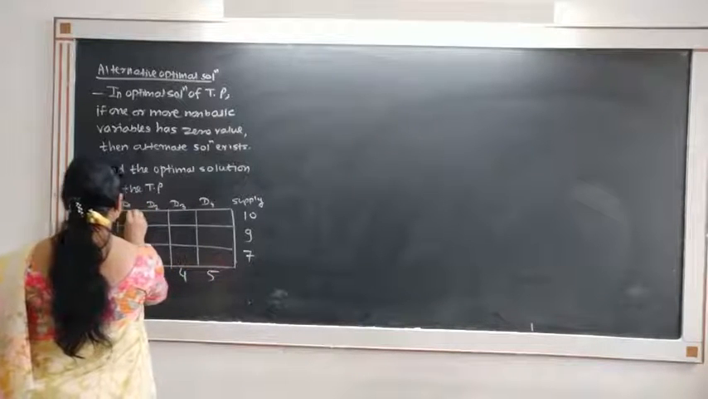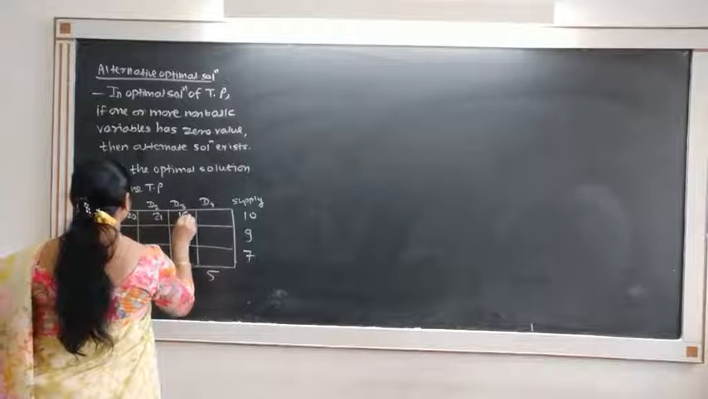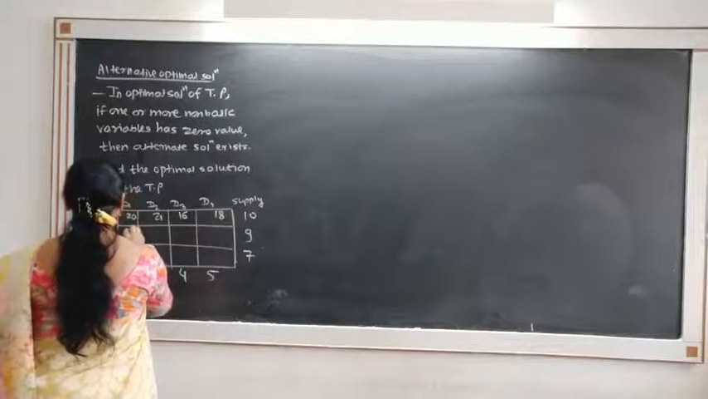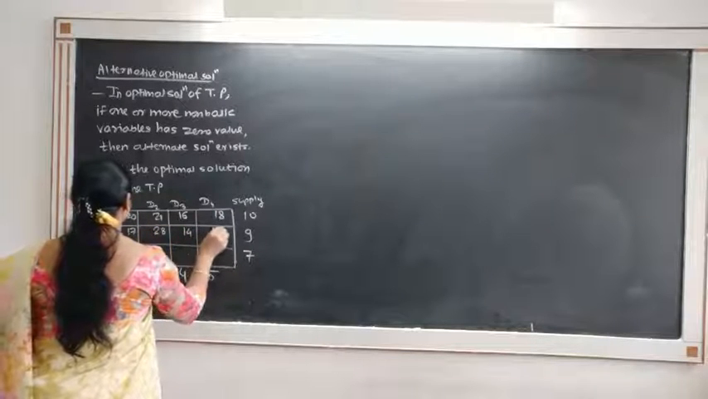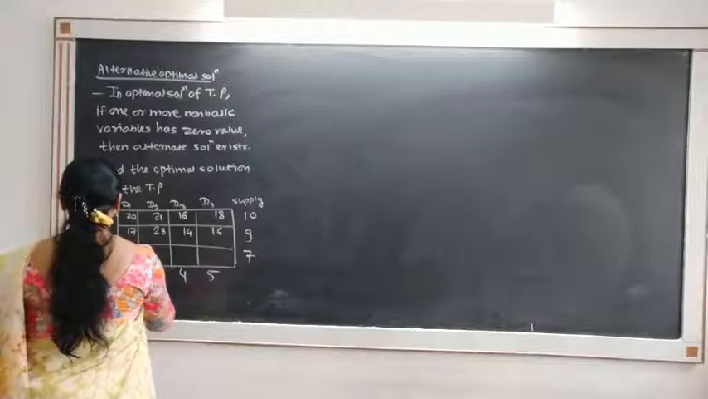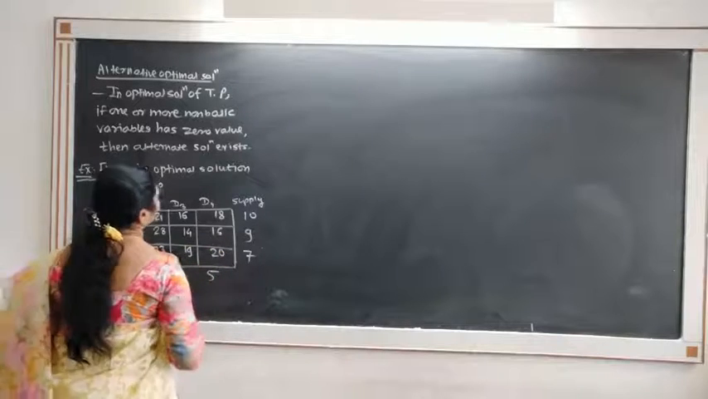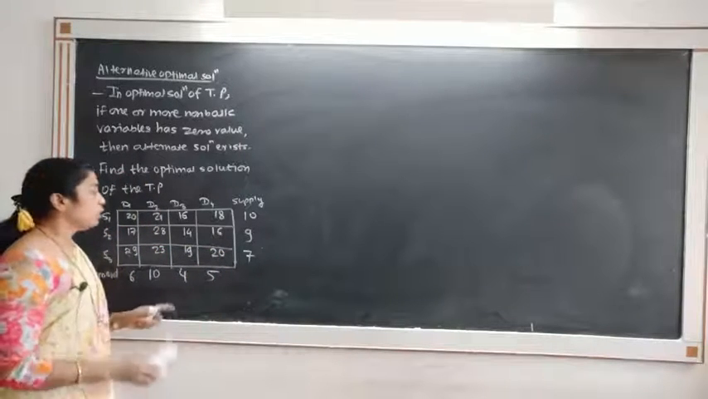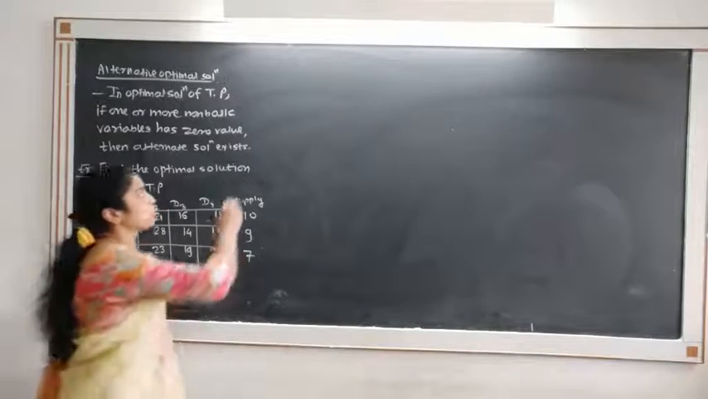The cost of transportation is given 20, 21, 16, 18, 17, 28, 14, 16, 29, 23, 19, 20. So, we want to find the optimal solution of this transportation problem.